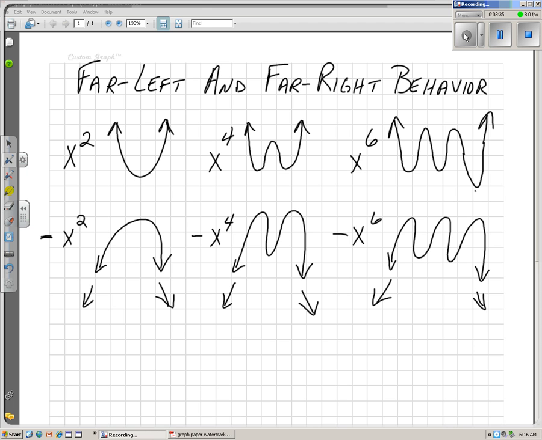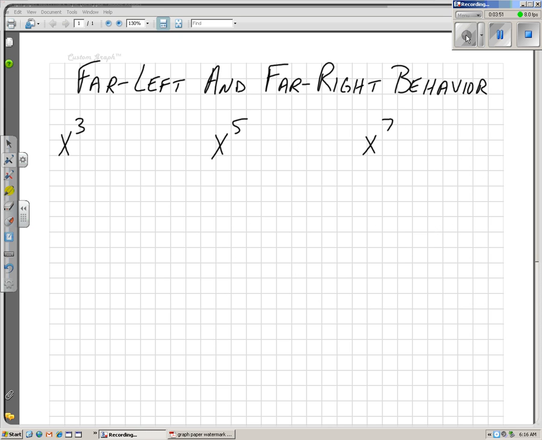So, what have we learned? If our exponent is even, 2, 4, 6, it's going to open up to the left and up to the right. If there's a negative in front of it, that just flips the entire graph upside down, and now it opens down to the left and down to the right. What about our odd numbered graphs like 3, 5, 7, 9? What do those look like?